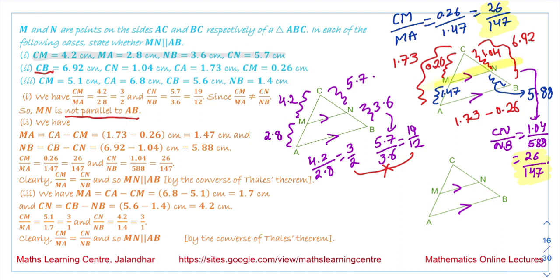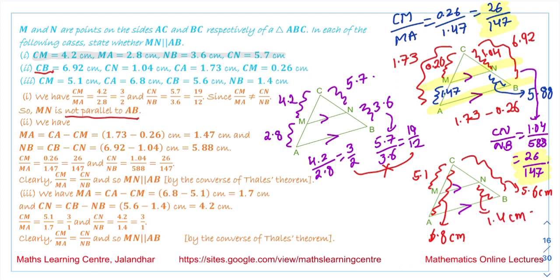It means both these lines are parallel to each other by the converse of the basic proportionality theorem. Now in the last part, we are given CM, this is 5.1 centimeter. CA is this length, the whole length we are talking about. This length CA is 6.8 centimeter. CB, we are saying this is 5.6 centimeter, and NB, we are saying this is 1.4 centimeter.